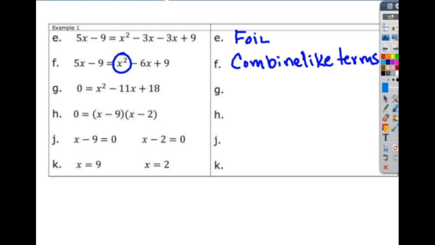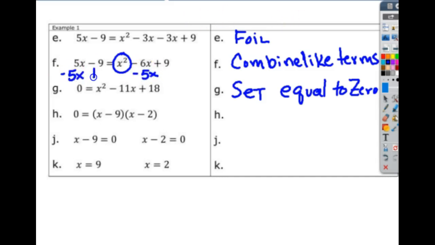Before you can factor, it has to be set equal to 0. I have to subtract the 5x from both sides and add 9 to both sides so that it will be equal to 0. So that in this step right here, I can factor it.